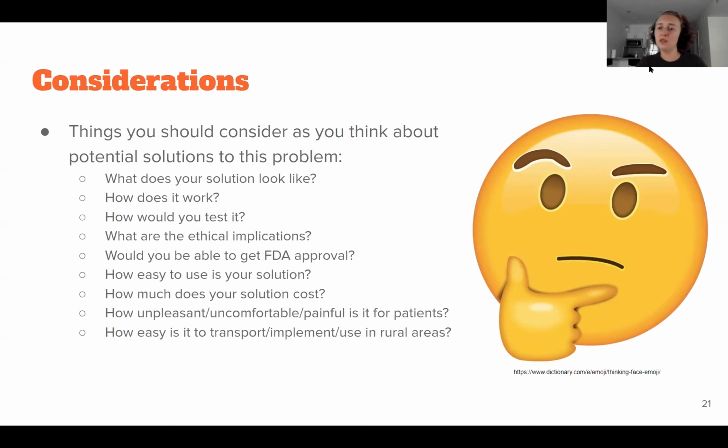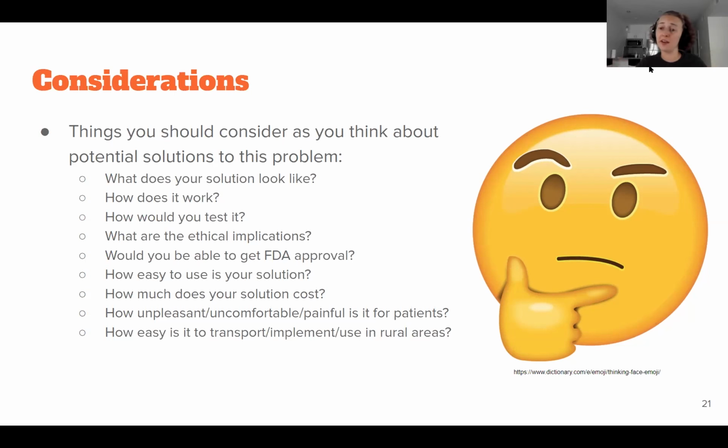Or is it so new that doctors are going to have to spend a lot of time being trained on it before they can use it correctly? And patients won't really know what it is, and you'll need to spend a lot of time explaining to them how it works. Another thing is, how much does your solution cost?